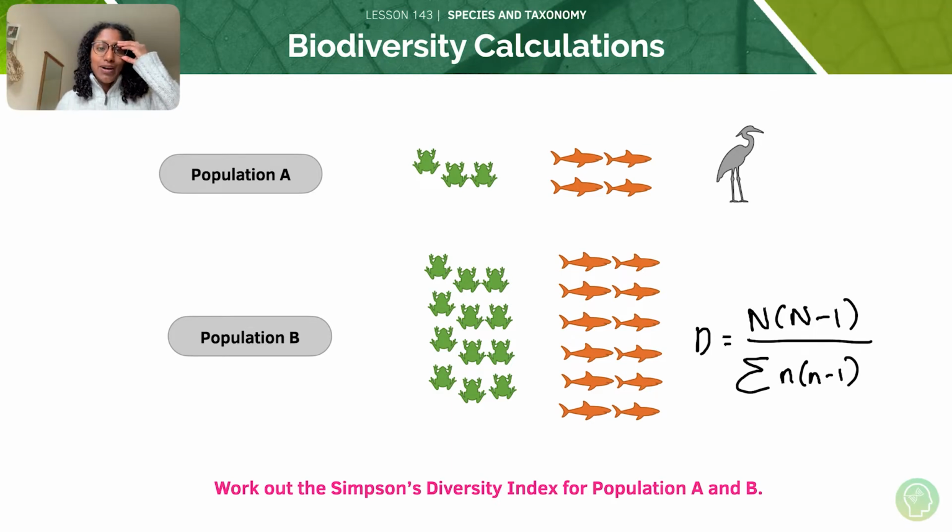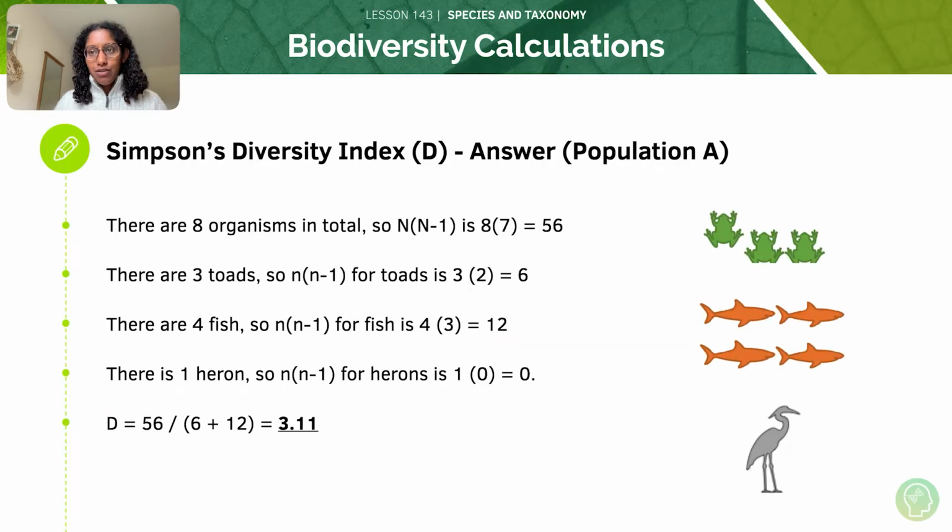Okay, so I hope you've all had a go at working it out by yourself, but we're now going to work through it together. I'm just going to jot our handy equation down again.